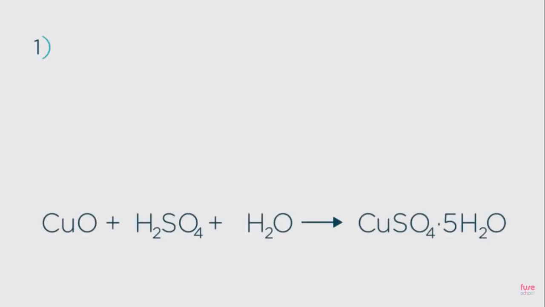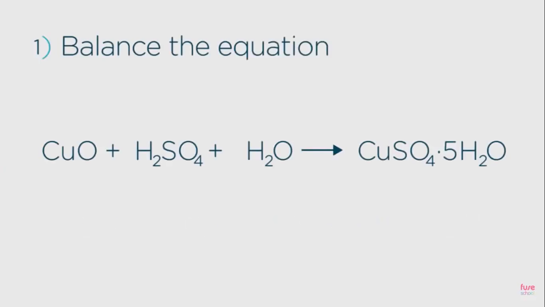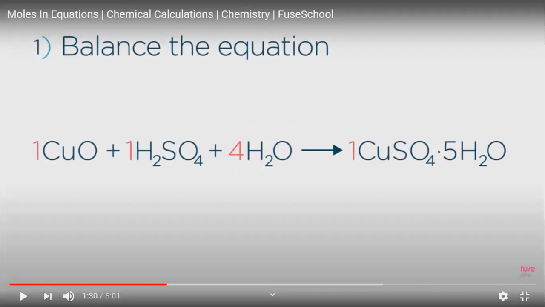The first thing to do with any challenge like this is to look at the chemical equation and balance it. Fortunately, that's not difficult here because, as you can see, all we need to do is change the molar ratio of the water from 1 to 4. The molar ratios for all the other species are 1. So this is the balanced chemical equation.